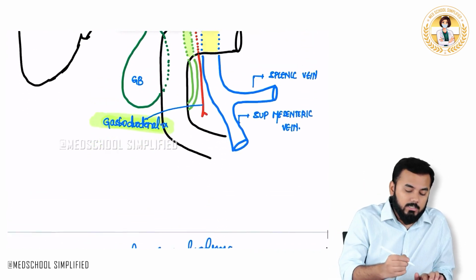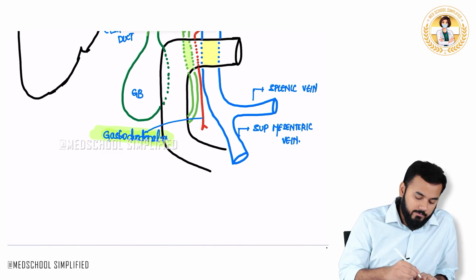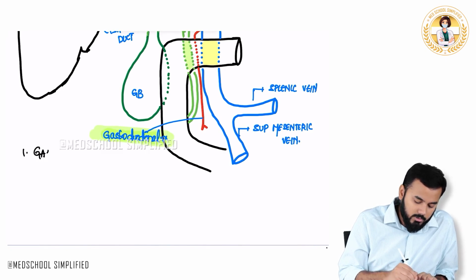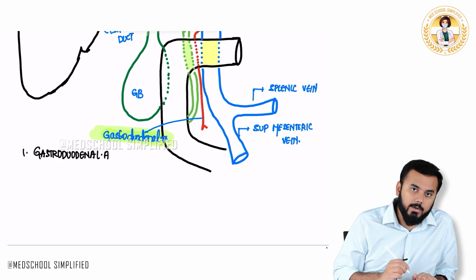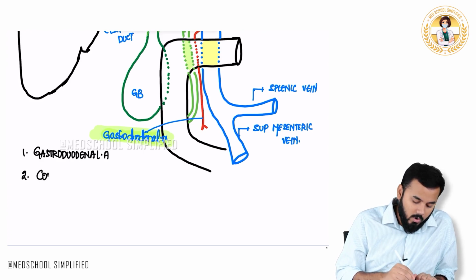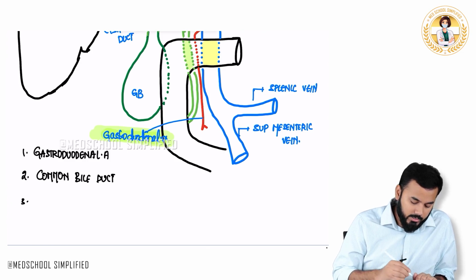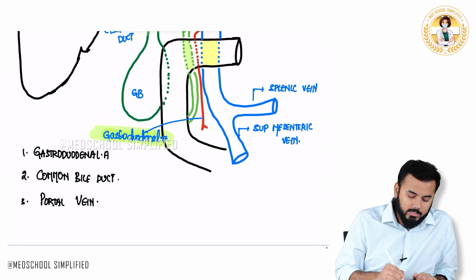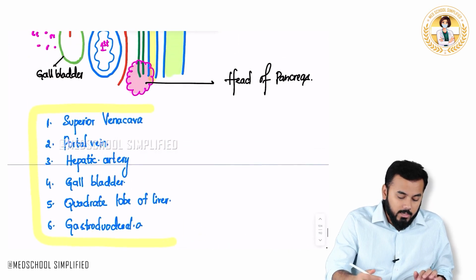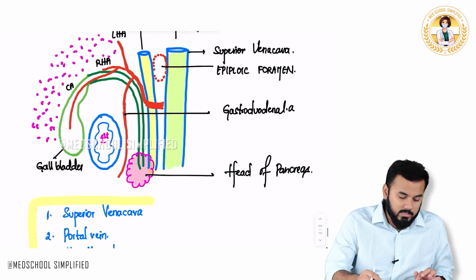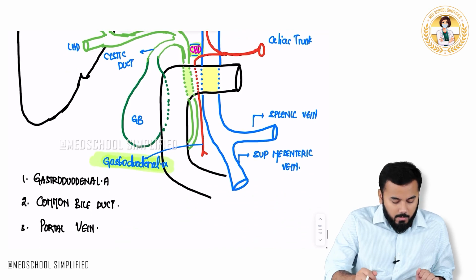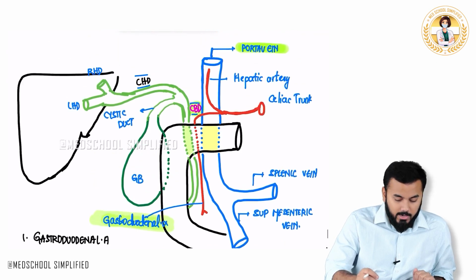So what are the three structures forming the posterior relations, guys? The first important structure is the gastroduodenal artery. The second important structure over here is the common bile duct. The third important thing which you can see here is the portal vein. So these are the structures which form the posterior relations. Previously the anterior relations were formed by all those 6, and here the posterior relations are formed by only 3: the gastroduodenal artery, common bile duct and the portal vein.